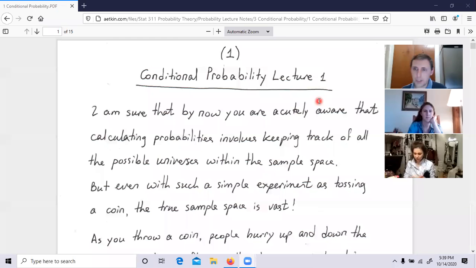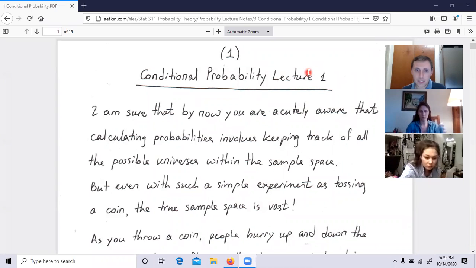So, conditional probability. You have noticed that every bit of information can be very important for the problem at hand. So you have to keep track of the sample space when you're solving those problems.